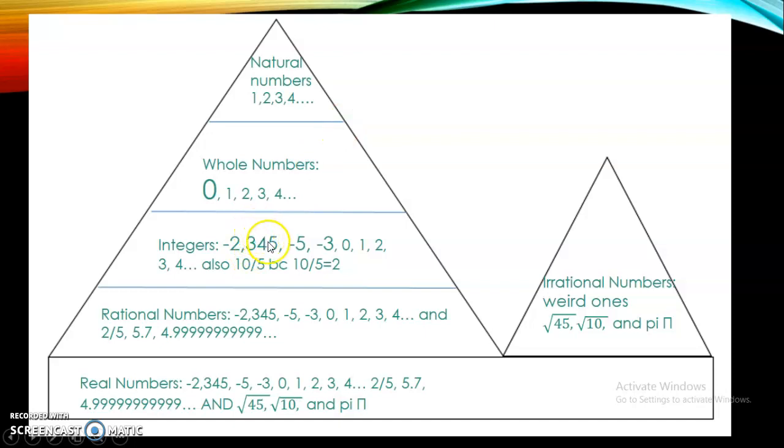And then we move down to integers. Now we're starting to include the negative whole numbers. So negative 2,345, negative 5, negative 3, whatever negative whole number you can think of, 0, and then whatever positive whole number you can think of is going to be an integer: 0, 1, 2, 3, 4. Also, 10/5. Why 10/5? That's a fraction. We said fractions are rational numbers. Well, because we can simplify 10/5, because 10 divided by 5 equals 2, and 2 is a positive whole number.